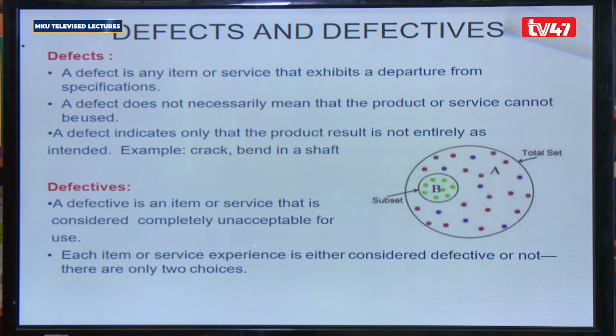So from the sample of all the products that have been produced, these are the total products obtained, which give us the total set of all the products that have been obtained. So we can have a subset of either defects or defective products.